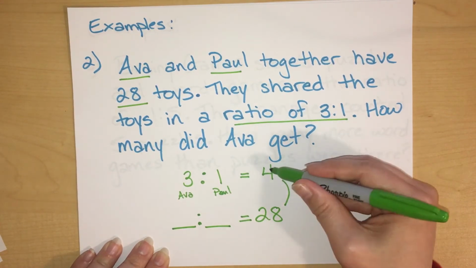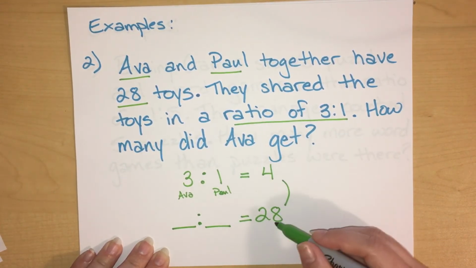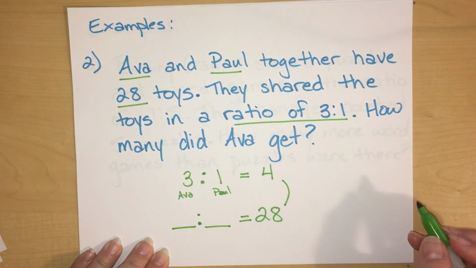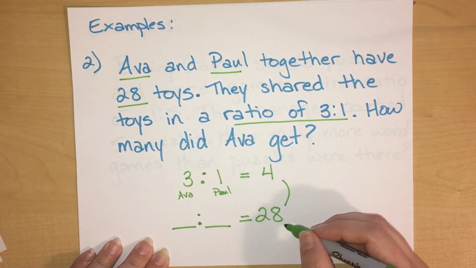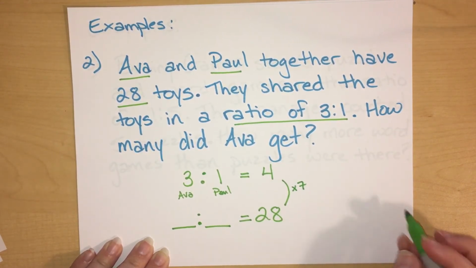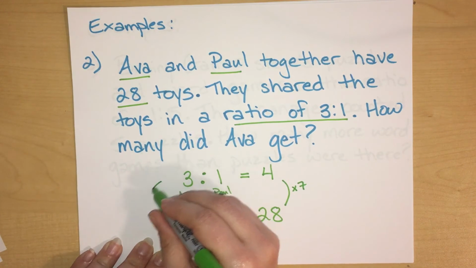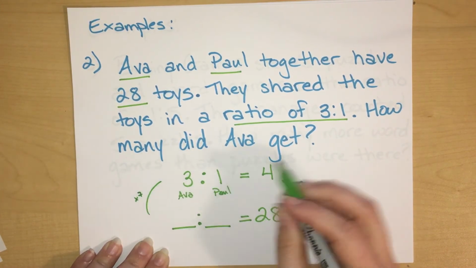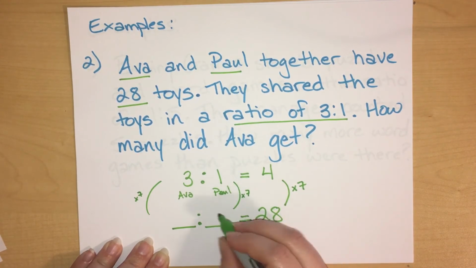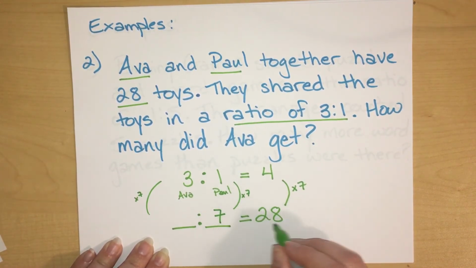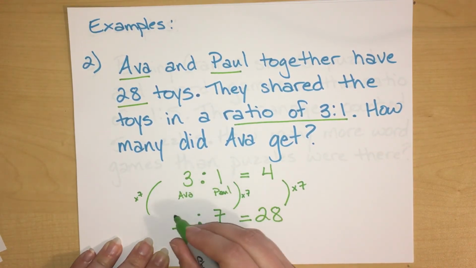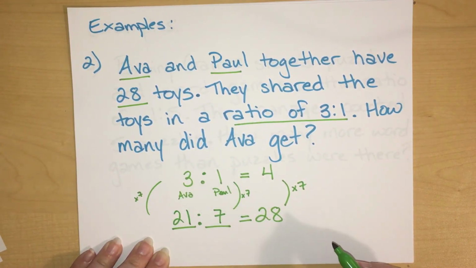So how did I get from the 4 to the 28? The number got bigger. I know that I'm going to be multiplying or dividing. If the number gets bigger, it's obviously multiplication. So 4 times what is going to give me 28? That's going to be times 7. If I use that scale factor here, I have to use the scale factor here as well. So 1 times 7 for Paul. In a case where they have 28 toys altogether, Paul will have 7 and Ava would have 21.